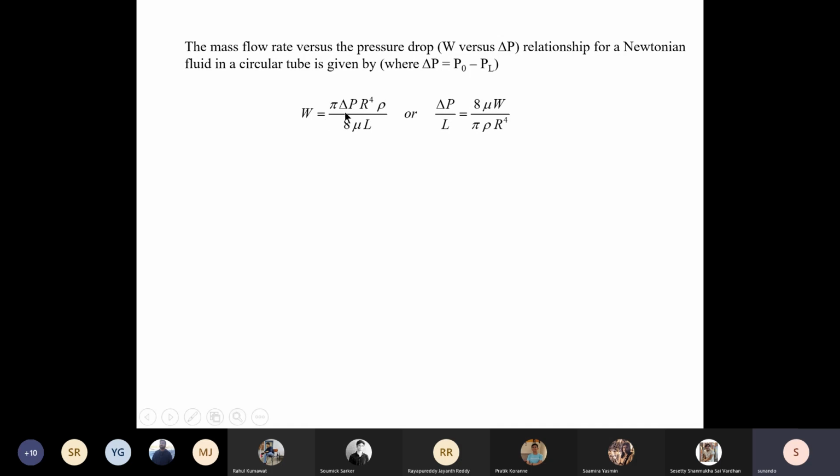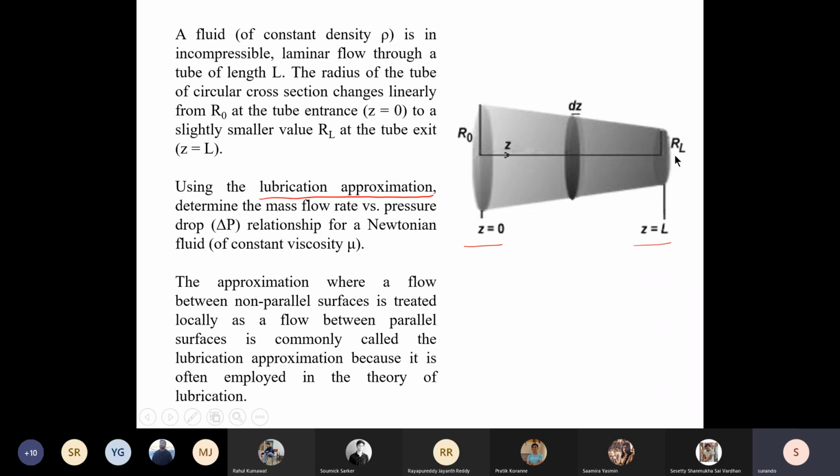We also know that from the Hagen-Poiseuille equation, the mass flow rate, which is denoted by W, and the delta P are related to the radius of the tube through which the flow takes place. And of course, it's inversely proportional to the viscosity for a given pressure drop, inversely proportional to length, and so on. And therefore, the pressure drop per unit length, when I say this delta P, it's essentially P1 minus P2.